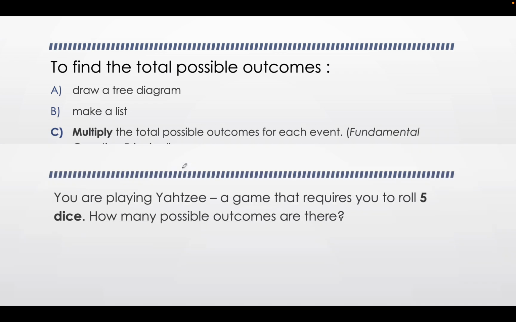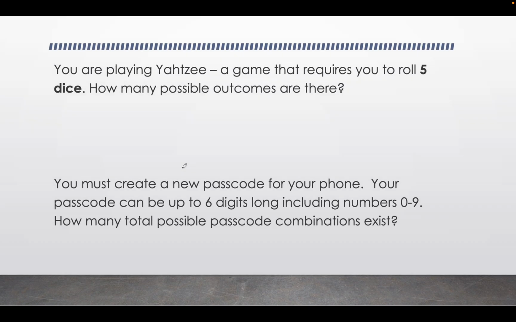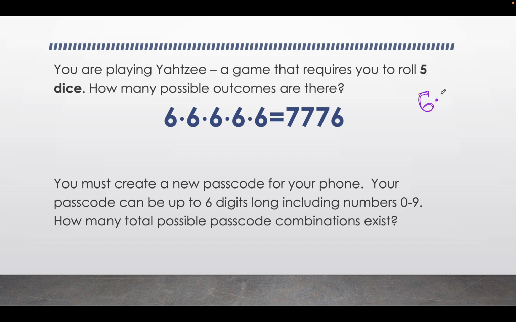Let's try a couple examples of problems similar to that. You're playing Yahtzee, a game that requires you to roll 5 dice. How many possible outcomes are there? There are 6 total possible outcomes on each die, so 6 times 6 times 6 times 6 times 6 is 7,776 possible outcomes. A common mistake, again, is taking 6 sides on a die and multiplying that by 5 because there's 5 of them, which gives us only 30 possible outcomes.